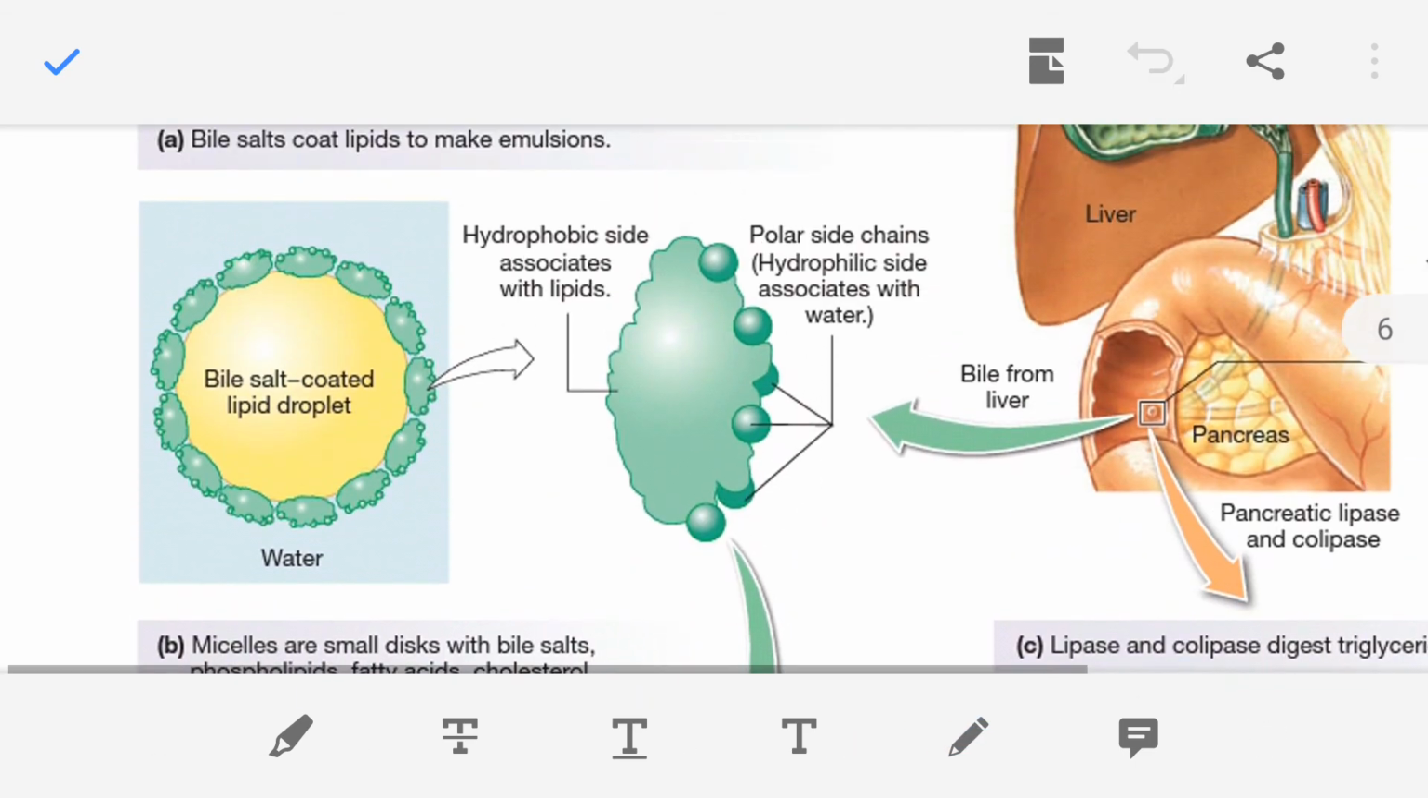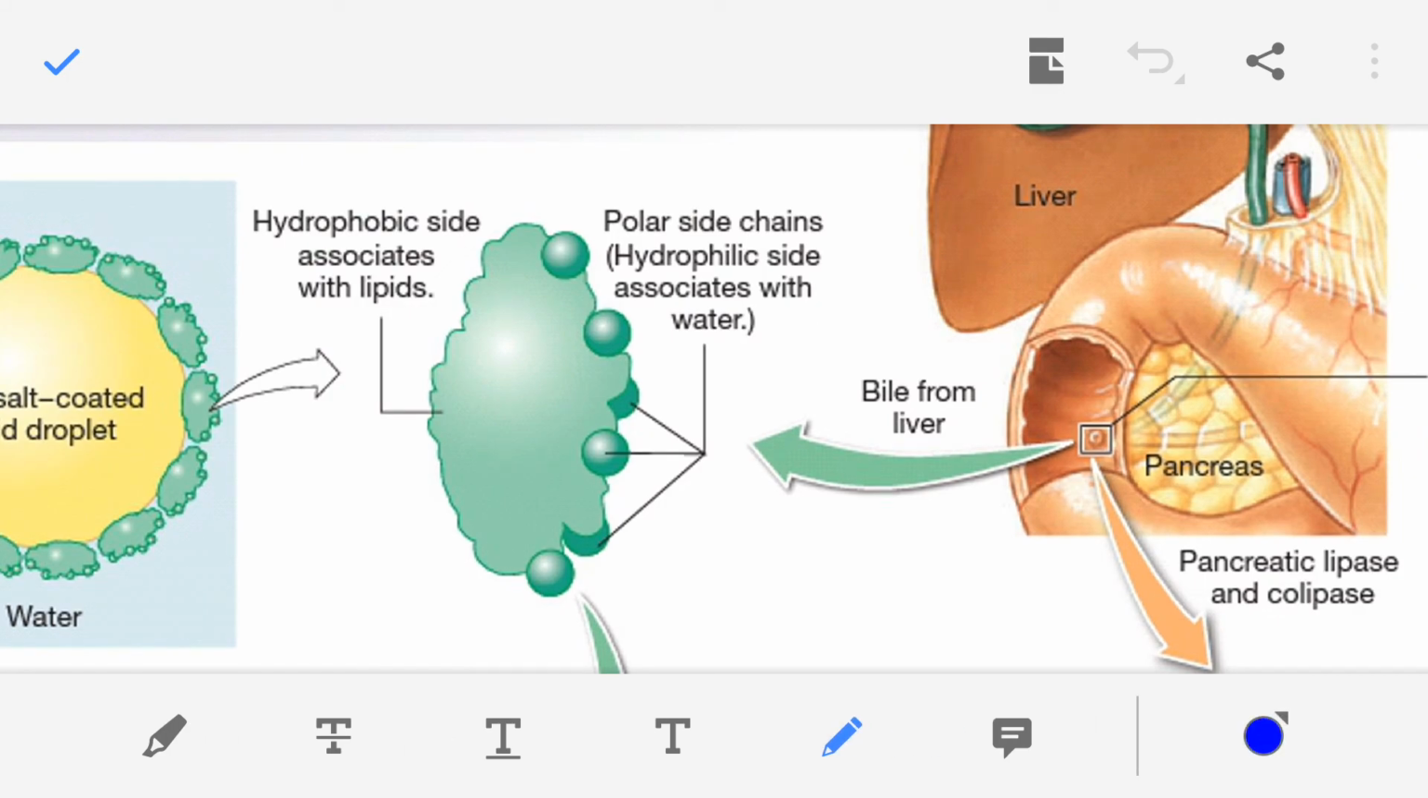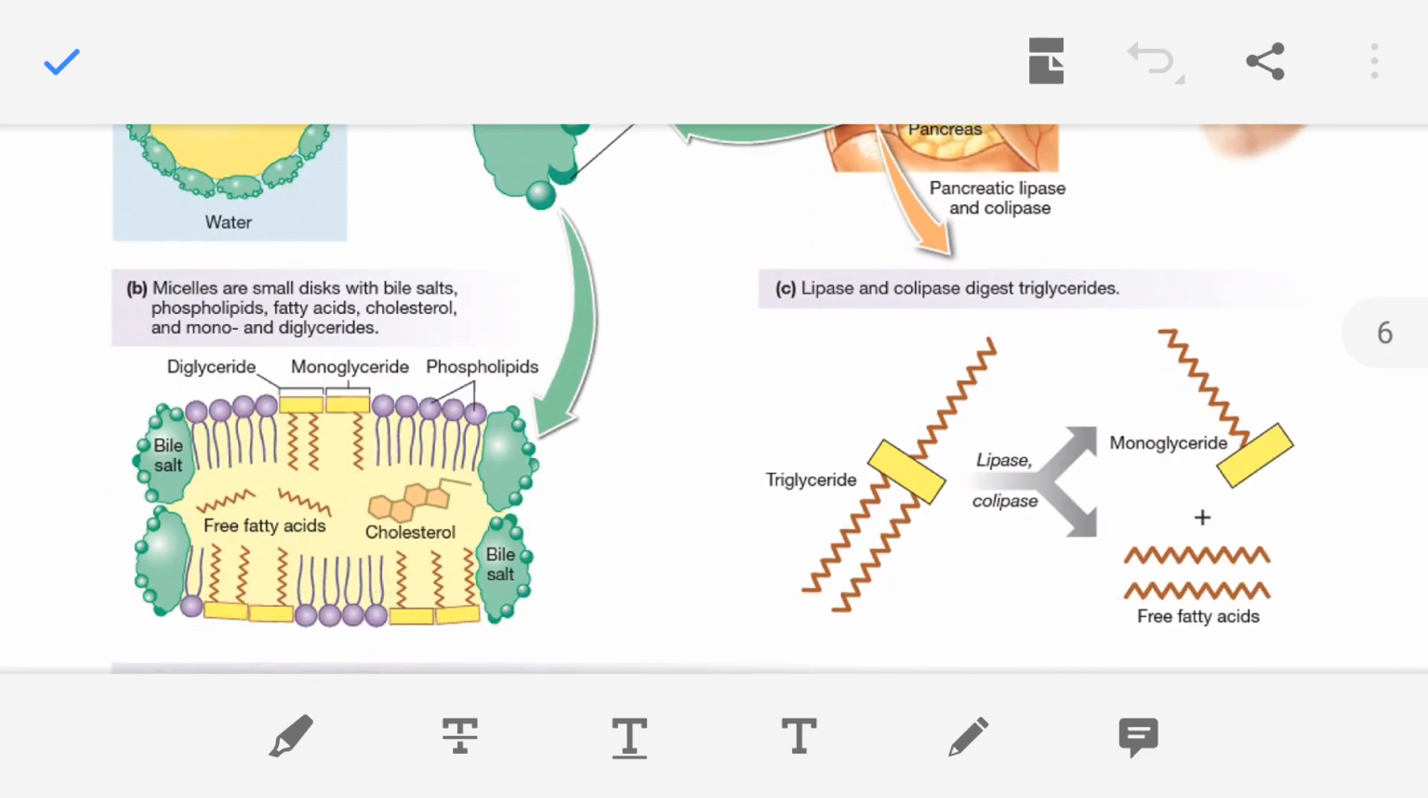Now in the structure of bile salt, you see this part, this is the polar side, and polar side chains are the hydrophilic side. That means this part associates with the water, and this surface is the hydrophobic side, and this surface attaches to the lipids.